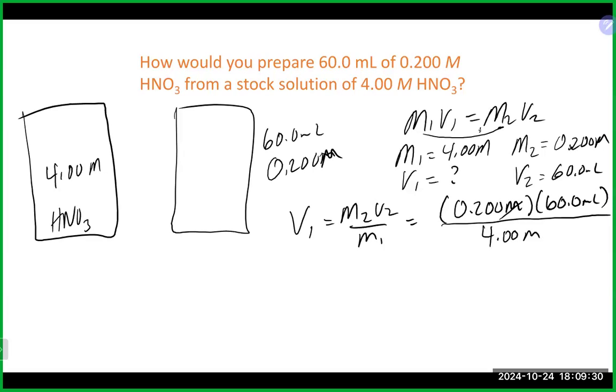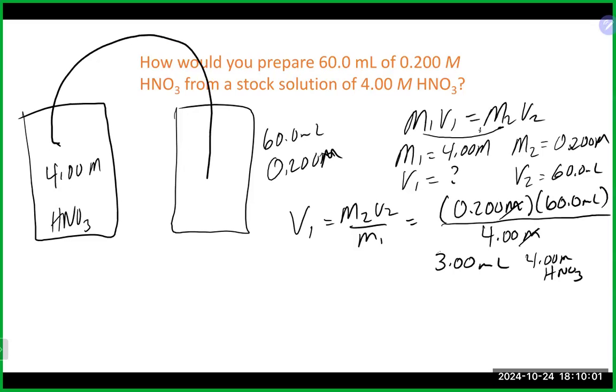This is again why I do not necessarily have to convert to liters in this case, because the molarities will cancel and I'll be left with milliliters. If I do that, that's 0.2 times 60, divided by not a 2, but a 4. And that's going to give me 3 milliliters. So what is that 3 milliliters of? That's actually 3 milliliters of the 4 molar nitric acid. That basically means I need to come into this bottle that's more concentrated and take out 3 milliliters of it.